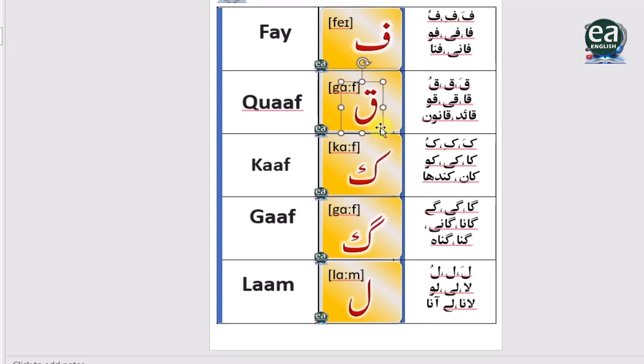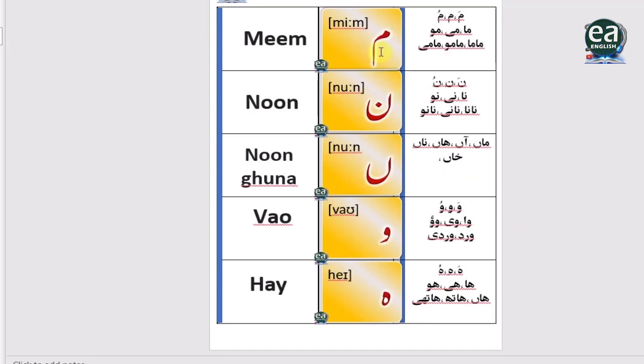Now have a minute here. Cough, cough, cough. These are relative. And there is gaf, lam. La, kaf, lam. Yes. Me, m, m, m, me. Noon, na na na na na.